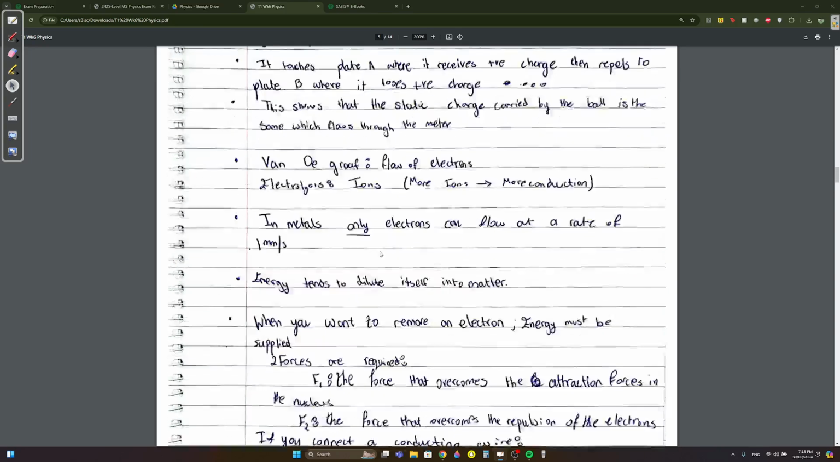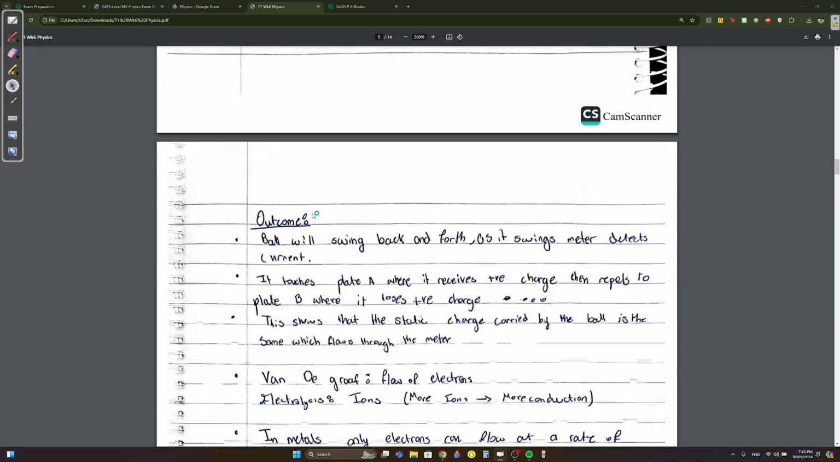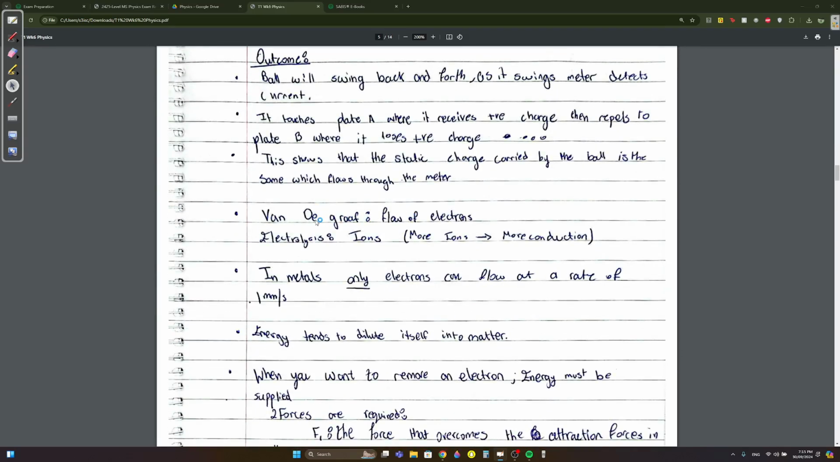Maybe I think the Van de Graaff is used to see the flow of electrons. I have no idea, honestly. I don't know what I meant here.